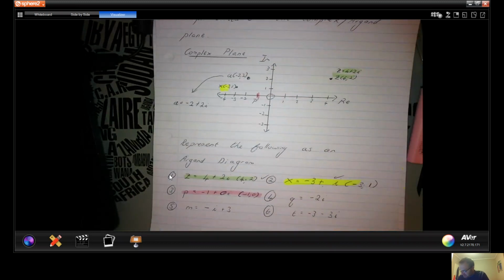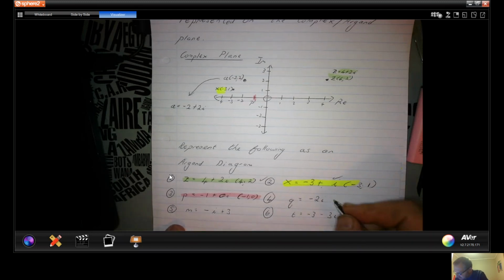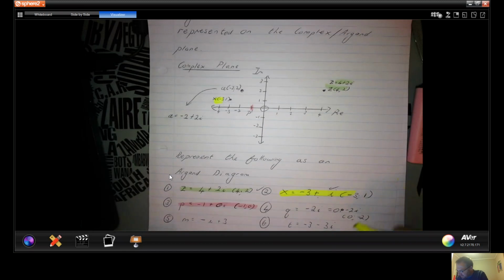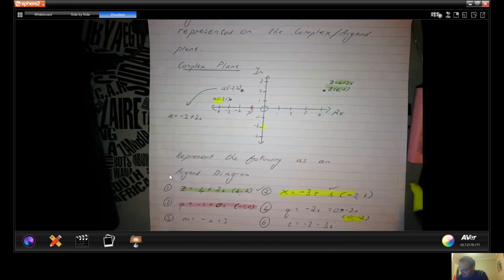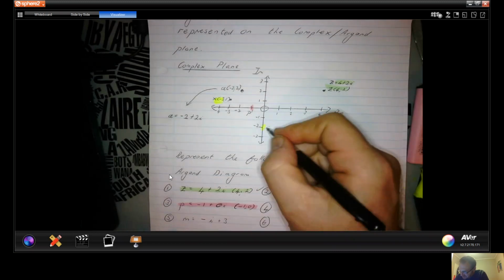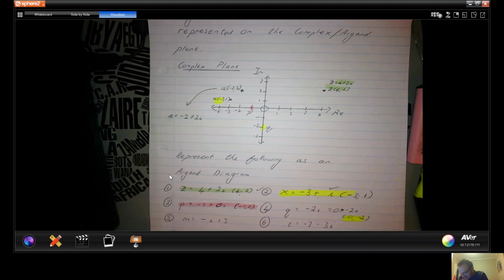Okay, right. Then the next one, q is equal to negative 2i. That means the same thing as q is equal to naught plus naught minus 2i. So the real component is 0, and the imaginary component is negative 2. Where's that going to be? Naught, negative 2 is over there, right? So that is the point, complex number q, on the Cartesian plane.